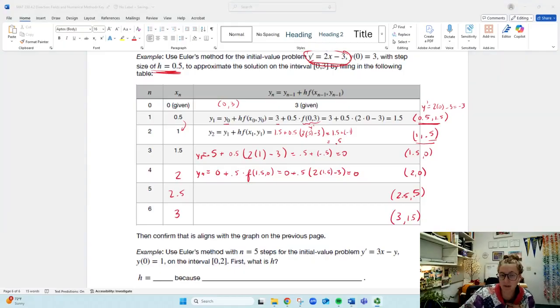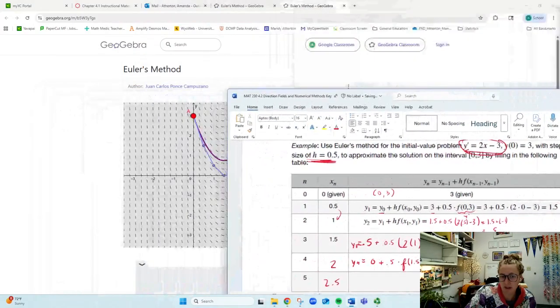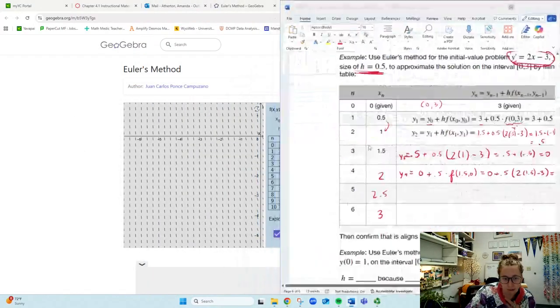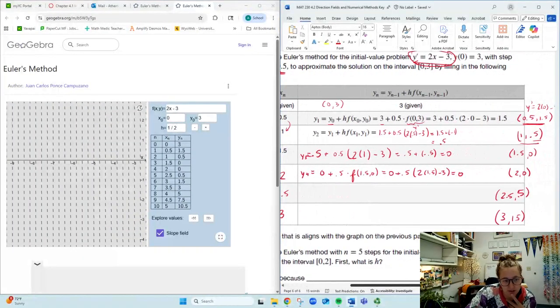Okay, so these are what I found for my points over here. And if we compare that to our Euler's method right here, we will see that those values are true and correct. And that's what we got. So like the 6 is that 3 and then the 1.5.